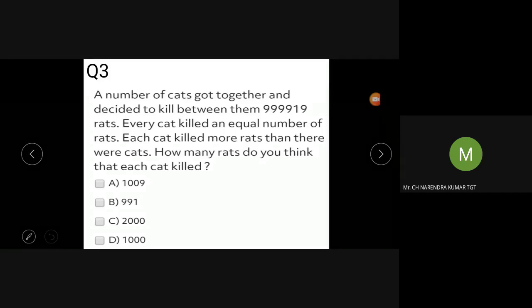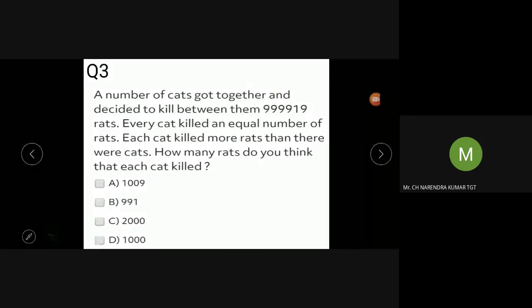Okay, we can solve this. Then 9,99,919 is nearest to 10 lakh. So we can go here for the algebraic identity a minus b whole square. So we can write this big number as 10 lakh minus 81 whole square. So further, when we solve that algebraic identity, we'll get.